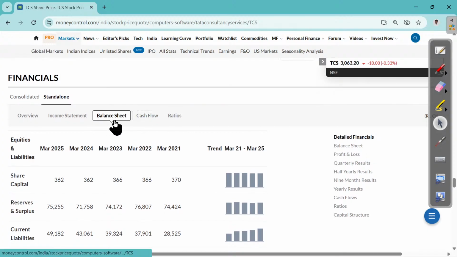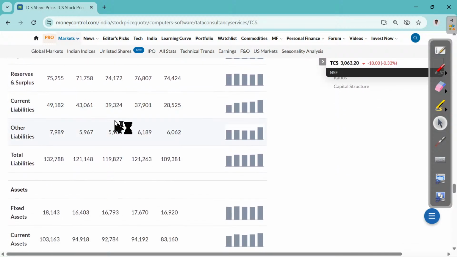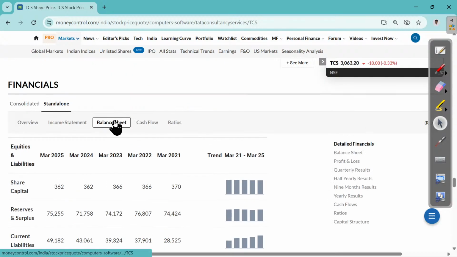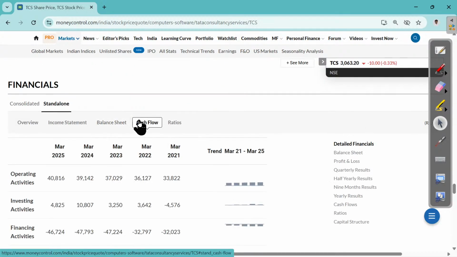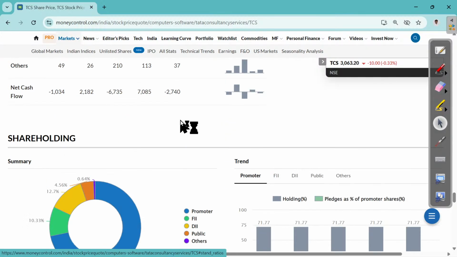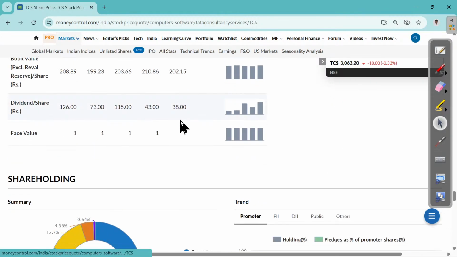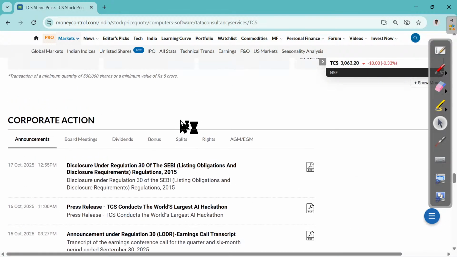So they have to give the balance sheet: share capital, reserves and surplus, current liabilities, other current liabilities. If they don't have any item, they can skip. Okay. Cash flows and ratios. Mm, I need the complete financial reports.